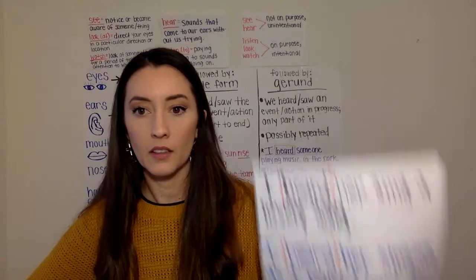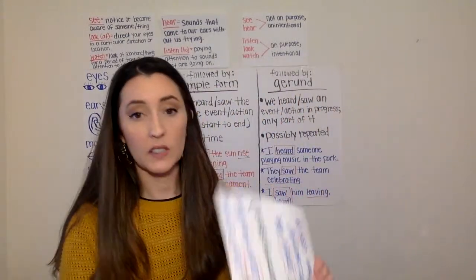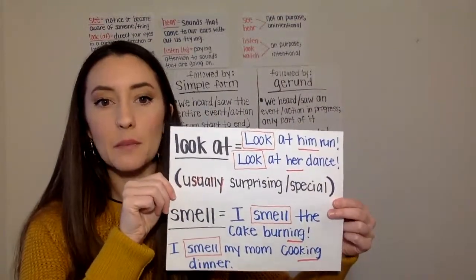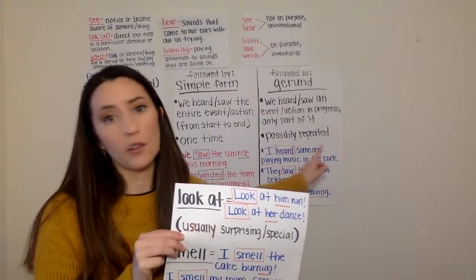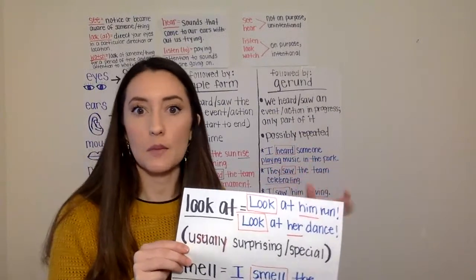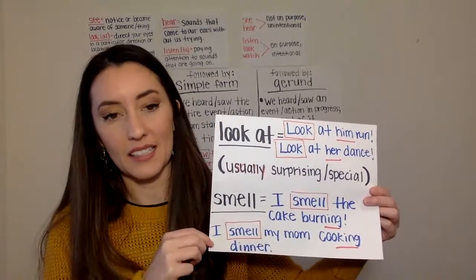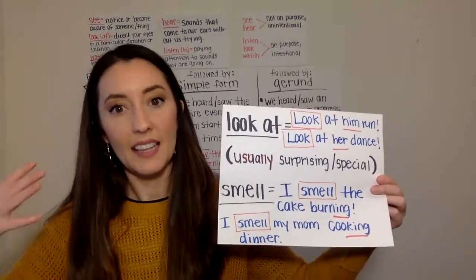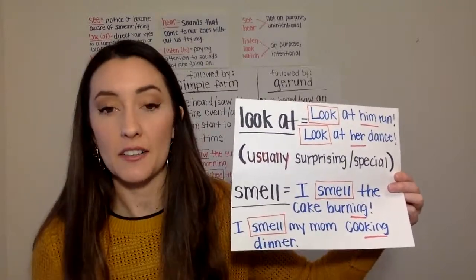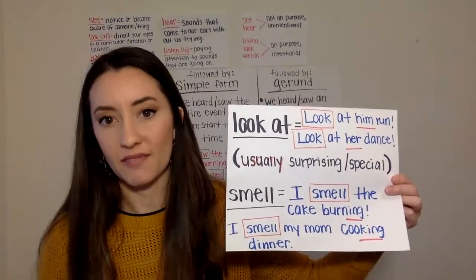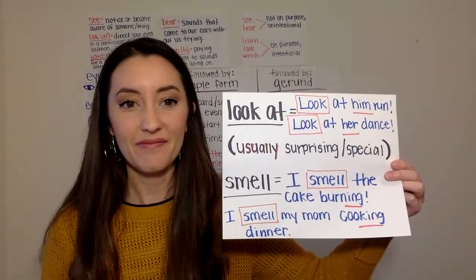Okay? All right. And I just wanted to go over this one more time as well with smell, so it's a little clearer. So I smell the cake burning. So typically when we have the verb smell, it's going to be followed by the gerund, right? Because a smell, it's in progress. So we wouldn't say, I smell the cake burn. It doesn't really make sense. We'd say, I smell the cake burning because it's in progress. It's happening at that time. Or I smell my mom cooking dinner. Not I smell my mom cook dinner. That sounds a little strange, right? So we use the gerund. I smell my mom cooking dinner. Okay.